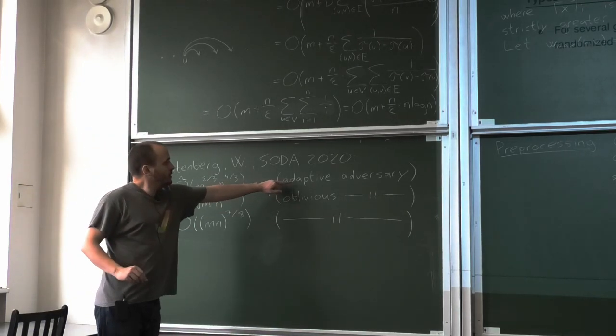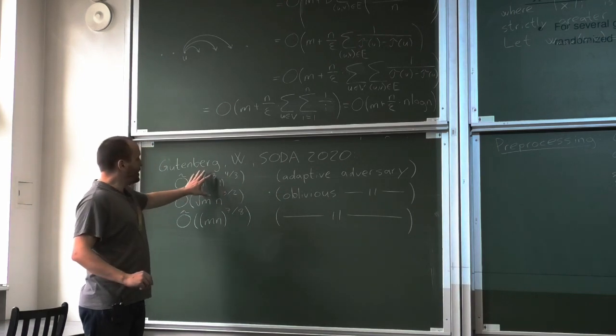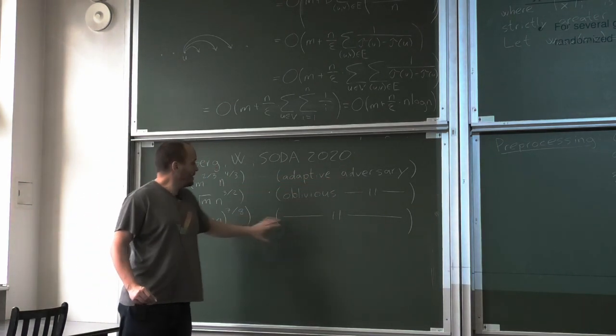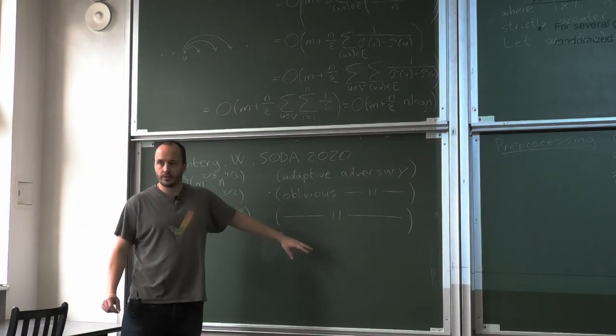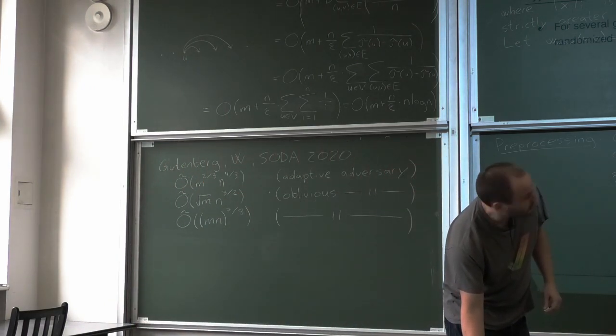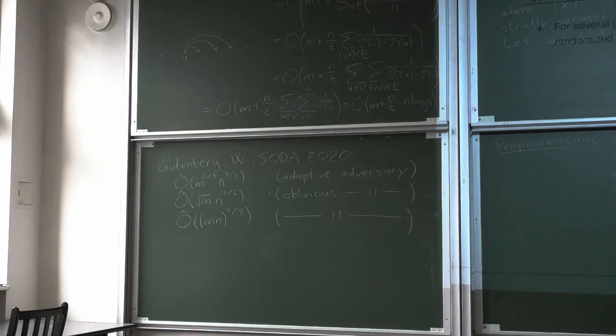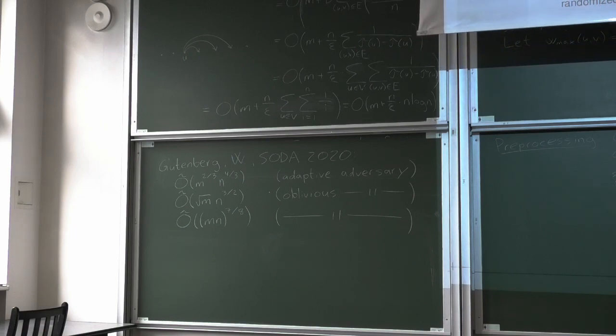But now the question is, what do these words mean here? So we have this bound for an adaptive adversary, and then we have these 2 bounds for oblivious adversaries. So I thought I would just talk about that now. So this was basically the remaining slides from the first lecture that I didn't have time to go through.